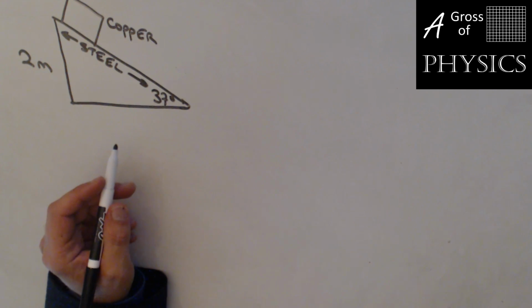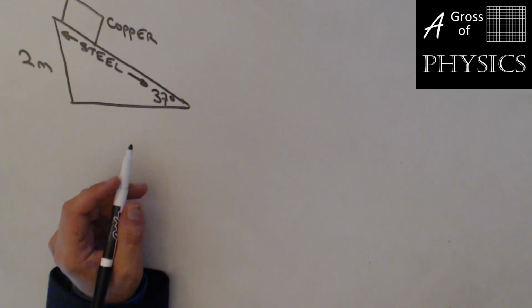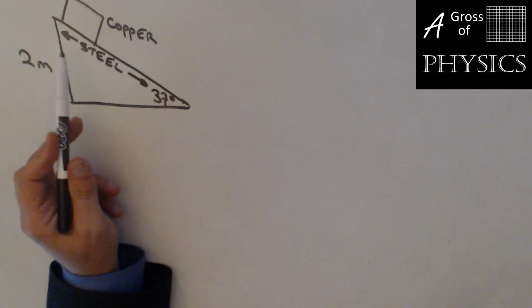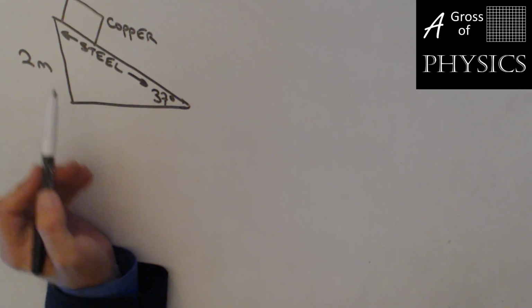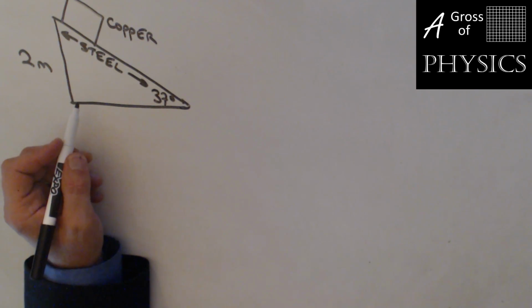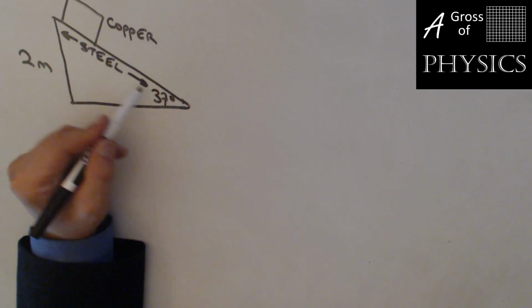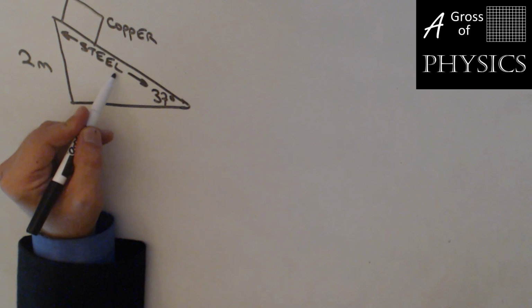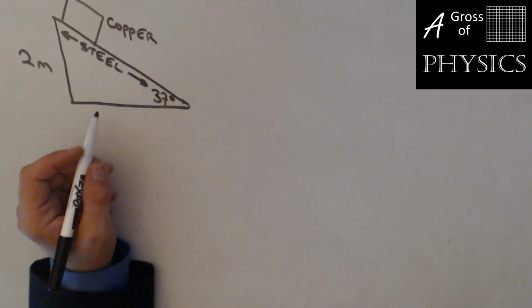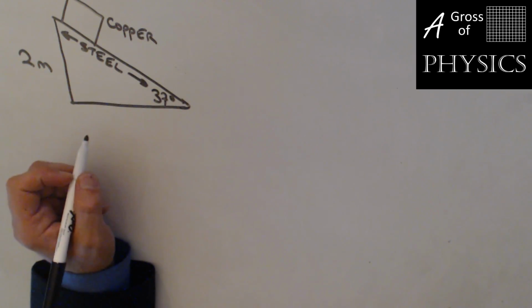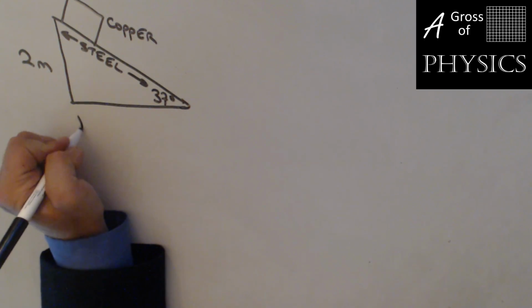Well, here's a nice complex problem that we can solve using energy. Now we have an inclined plane, and we have a copper block riding on a steel plate that we've lifted to 37 degrees. The height is 2 meters above the ground. There's going to be friction involved between the block and the incline. So what we're going to need to do is realize that there is work done by friction as it moves down. Typically, we could just do the following.